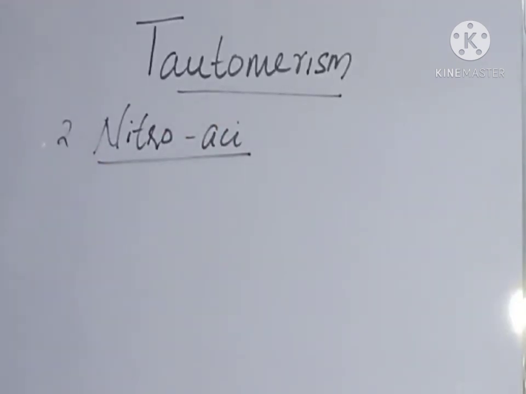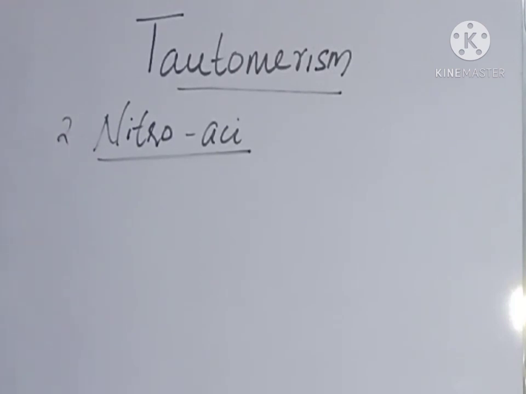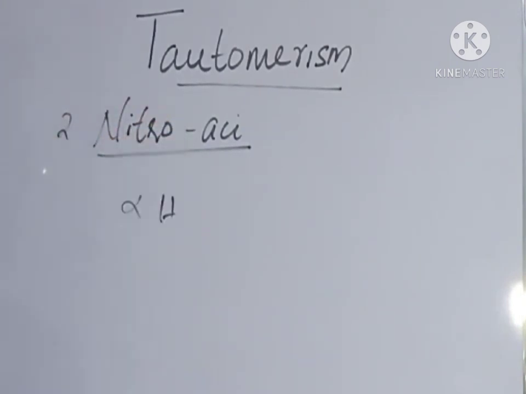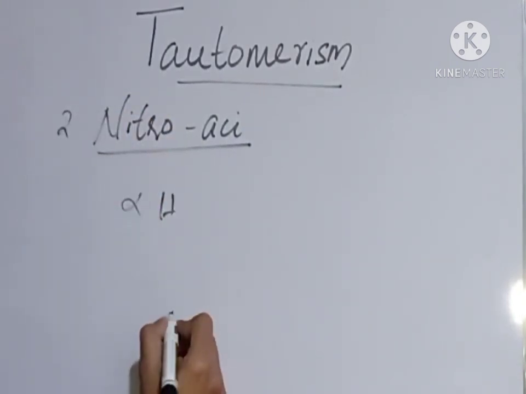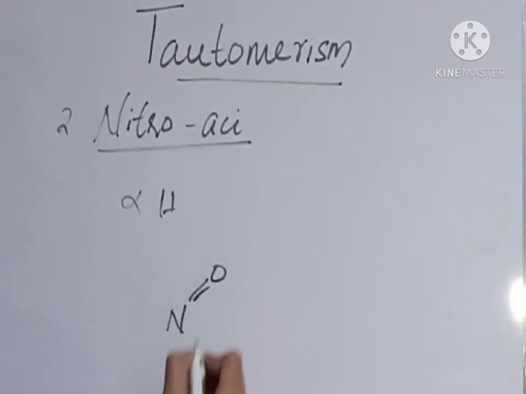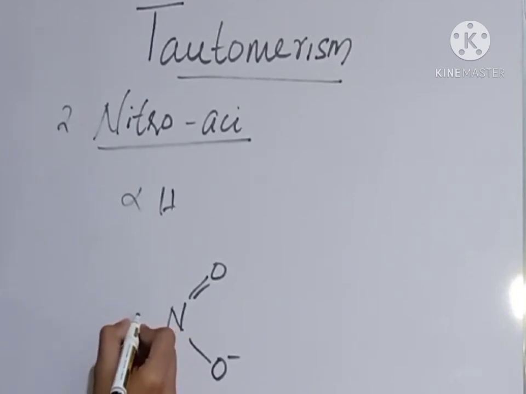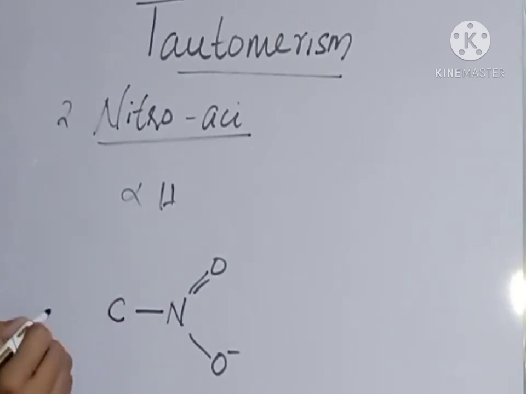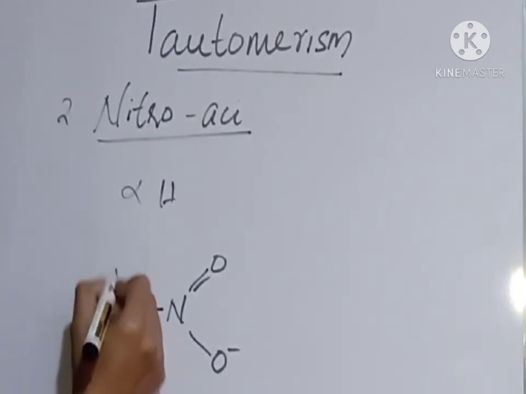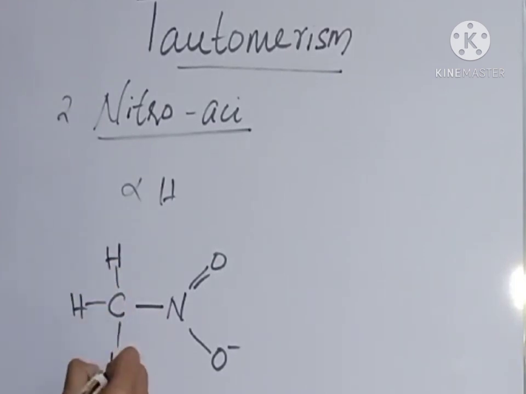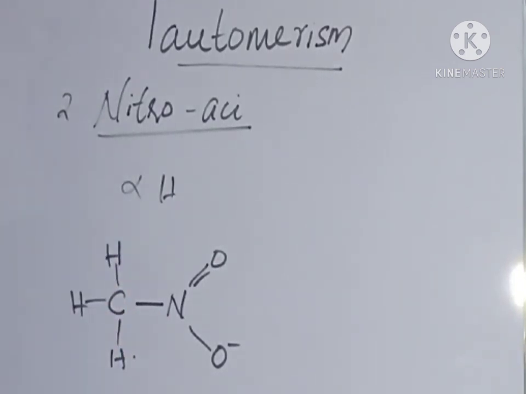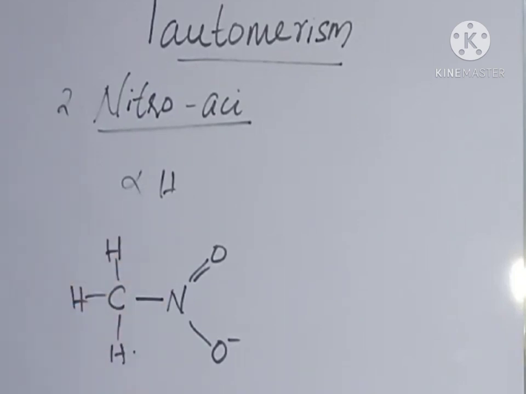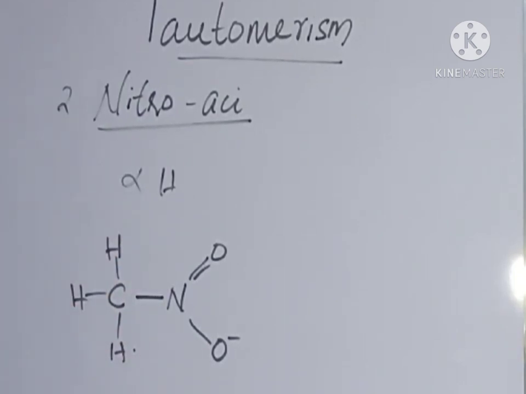The second example is the nitro-aci form. In almost all tautomeric forms, we need an alpha hydrogen. Here, the functional group present is a nitro group, that is NO2, N double bond to O, O- group. And this functional group is attached to a carbon that should contain a hydrogen atom. Then only this tautomerism will occur in this compound. So, nitro-aci tautomerism will occur when a nitro group is attached to an aliphatic group containing an alpha hydrogen.